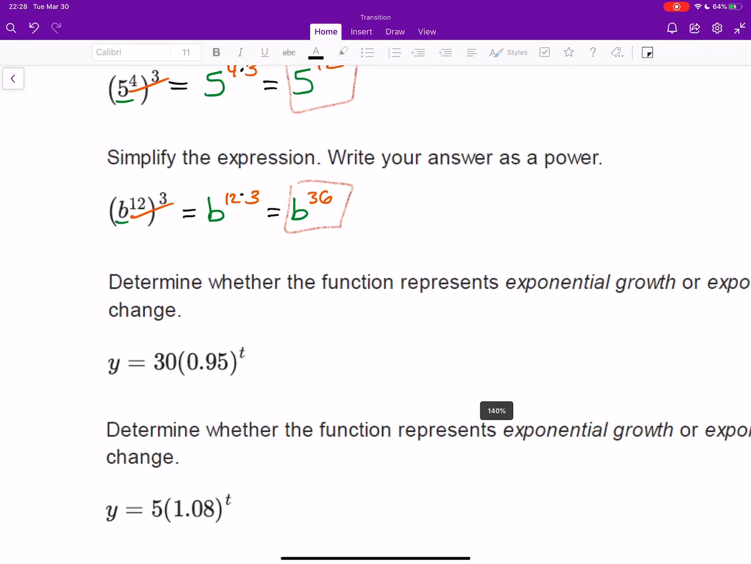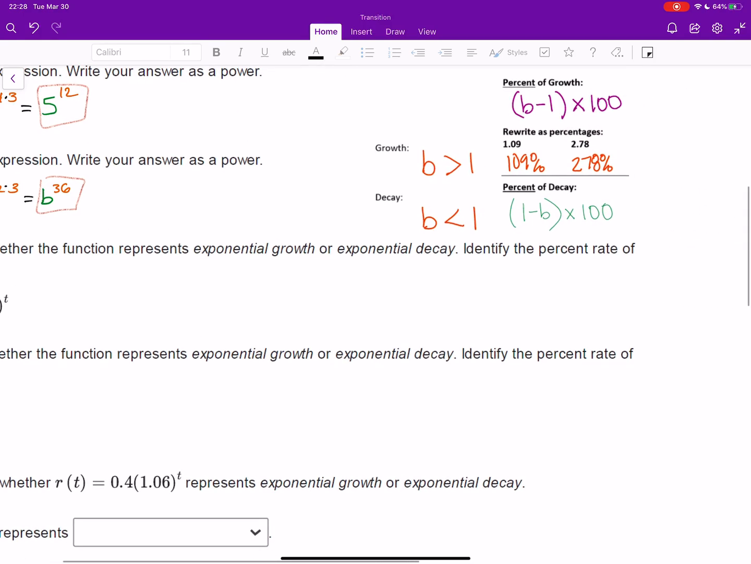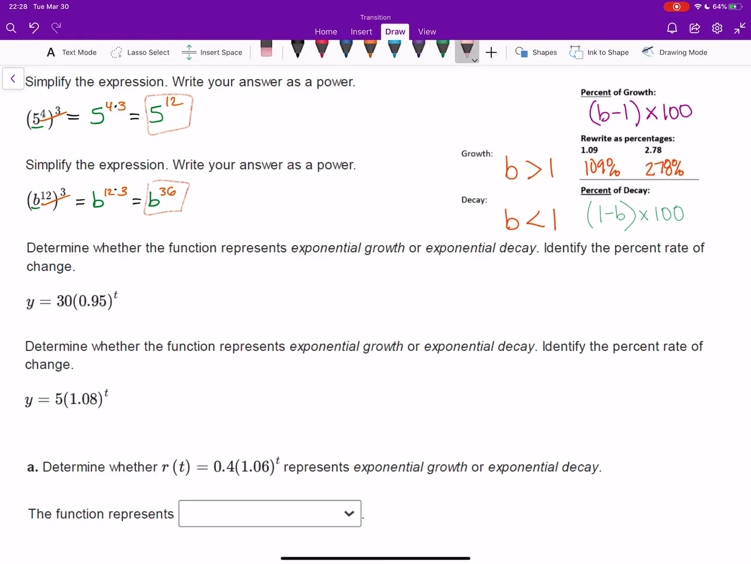Next, we're going to take a look at exponential growth and exponential decay. I'm going to use some of the notes that I have right up over here to help me answer these questions. So this first question asks me to determine whether the function represents exponential growth or exponential decay. Then I need to identify the percent rate of change. But let's start with the first part.